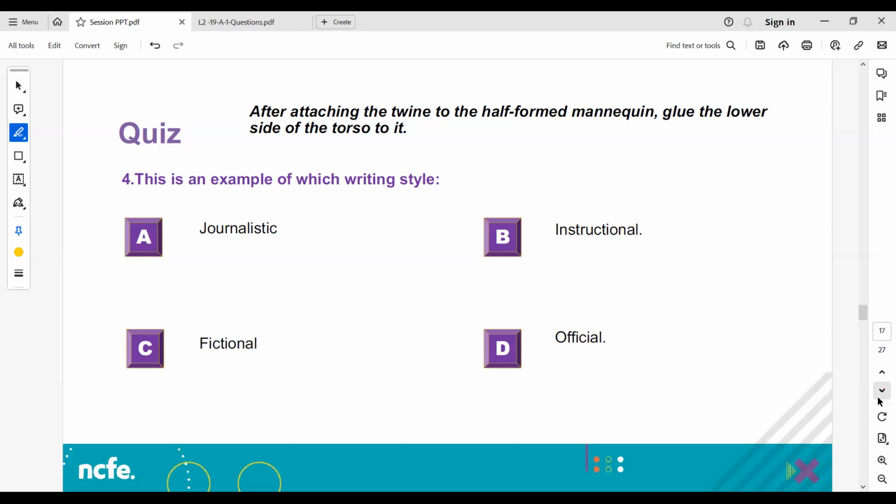It is, and we've got that command verb, that imperative, glue. So it doesn't say you might want to go and glue. It says glue. Go and do it right away. Glue the lower side of the torso to it. Good, well done.